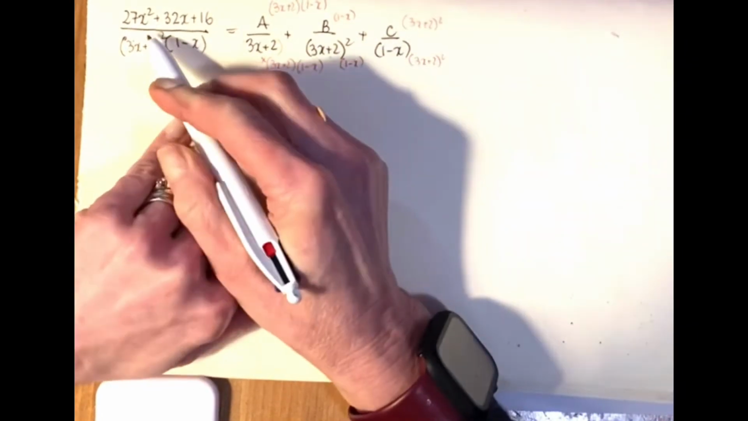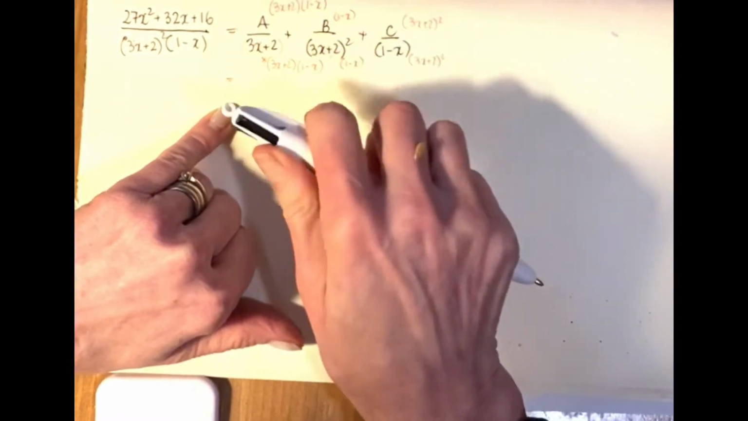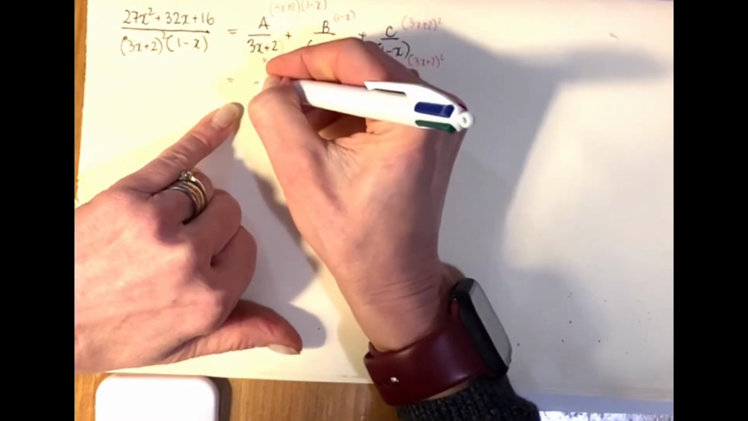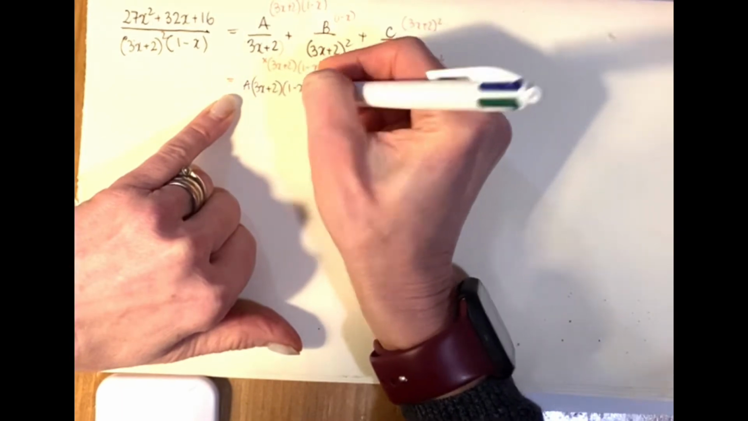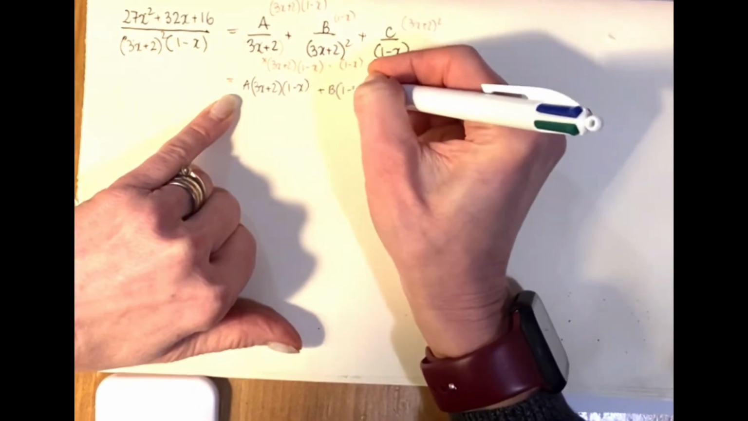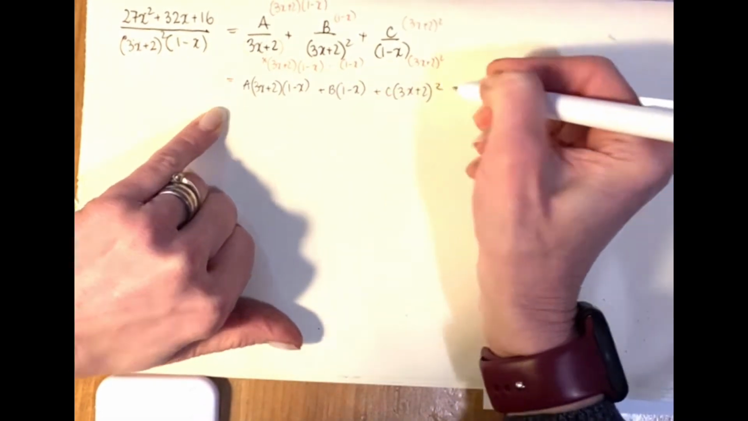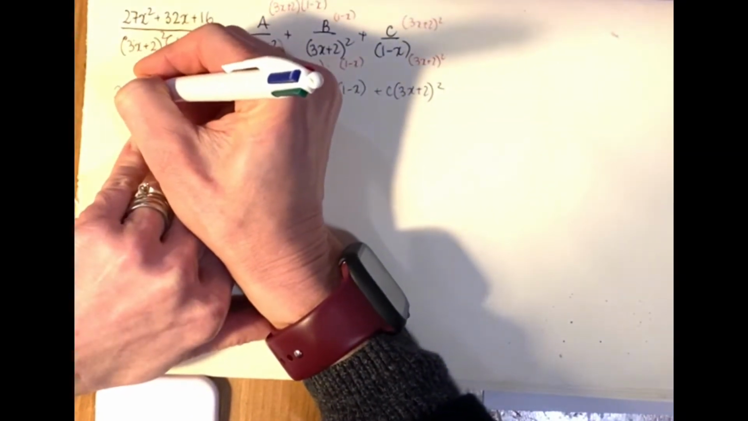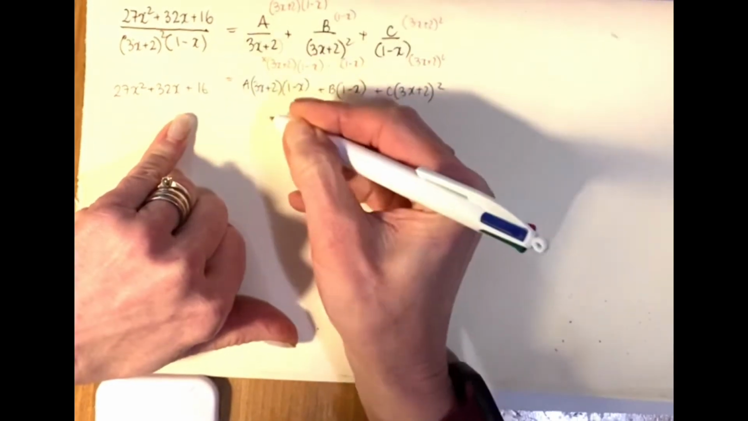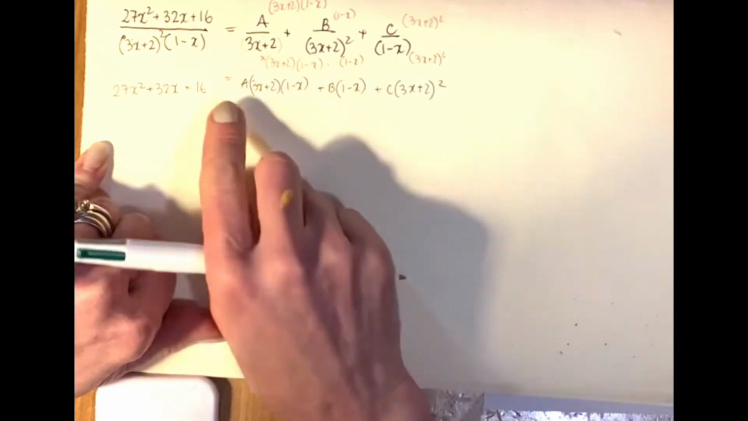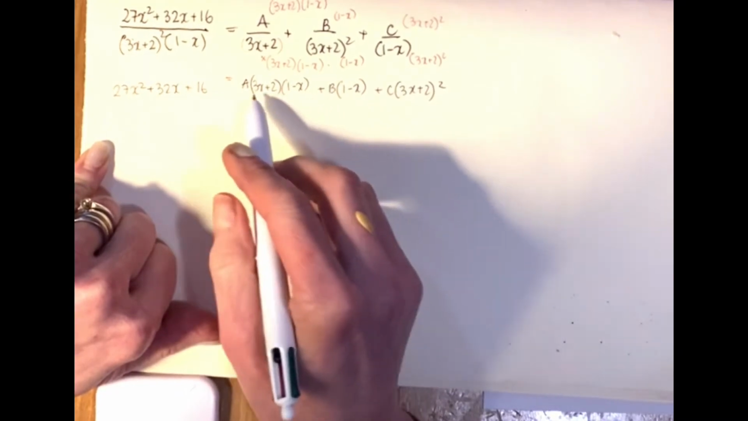There you go. So now the numerator of that fraction, if you were to combine them together, would be A times 3x plus 2 times 1 minus x, then B multiplied by 1 minus x, and then C multiplied by 3x plus 2 squared. And that has to be equal to 27x squared plus 32x plus 16. Okay, now you've got to make each of those brackets disappear, so you'll be able to work out the values of some of the letters at least.